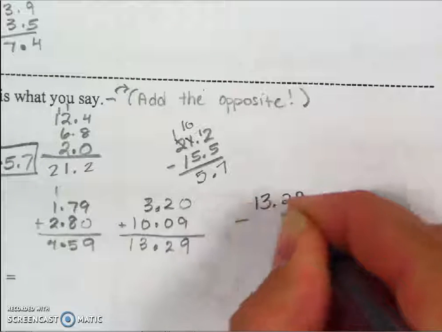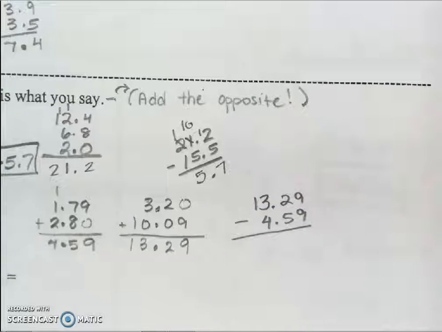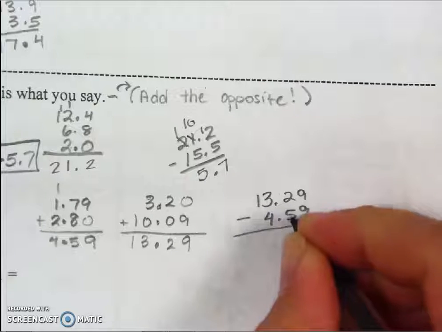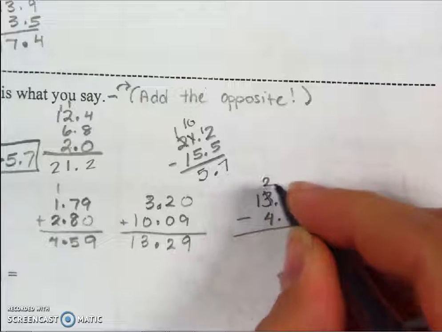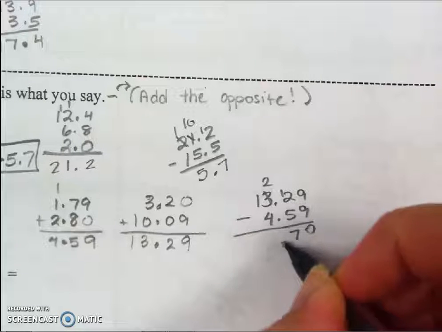13.29 minus the 4.59. All right, so let's do that subtraction. 9 take away 9 is 0. I can't take 5 from 2, so I borrow and make that a 12. 12 minus 5 I can do. That's 7. Bring down the decimal.